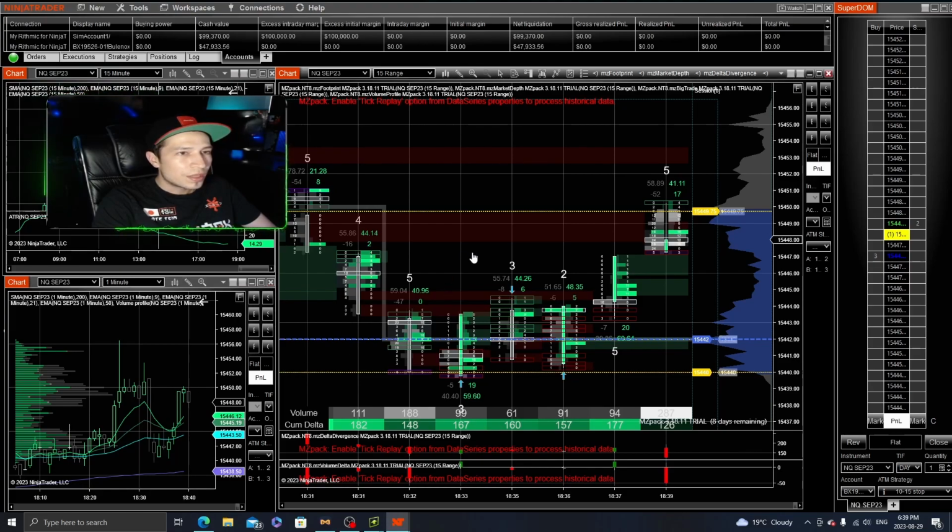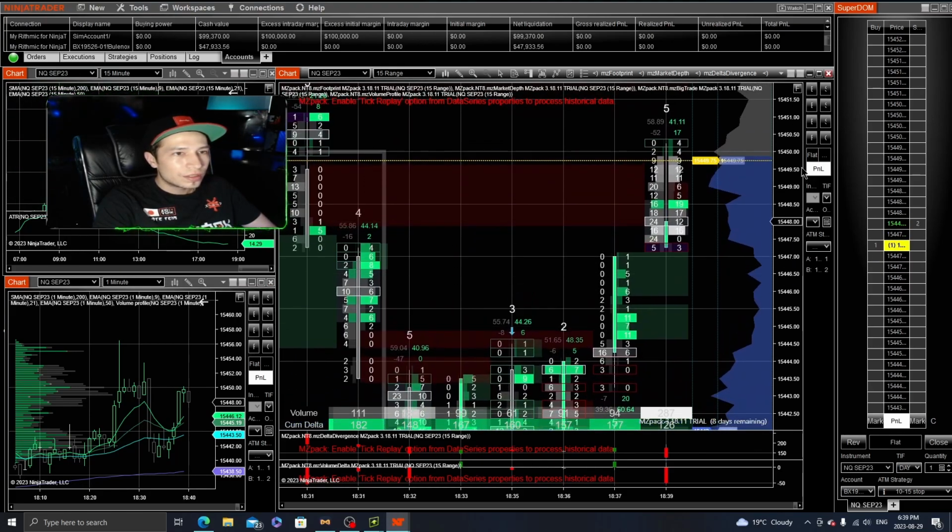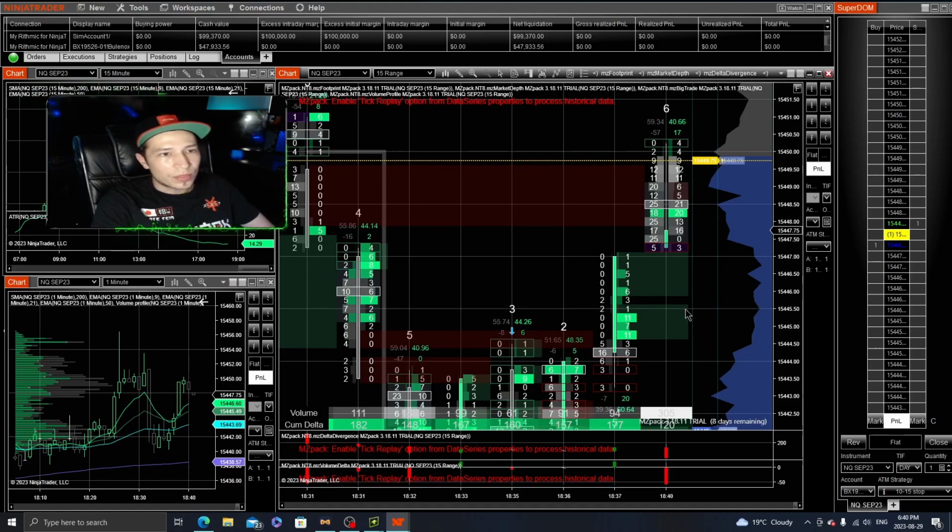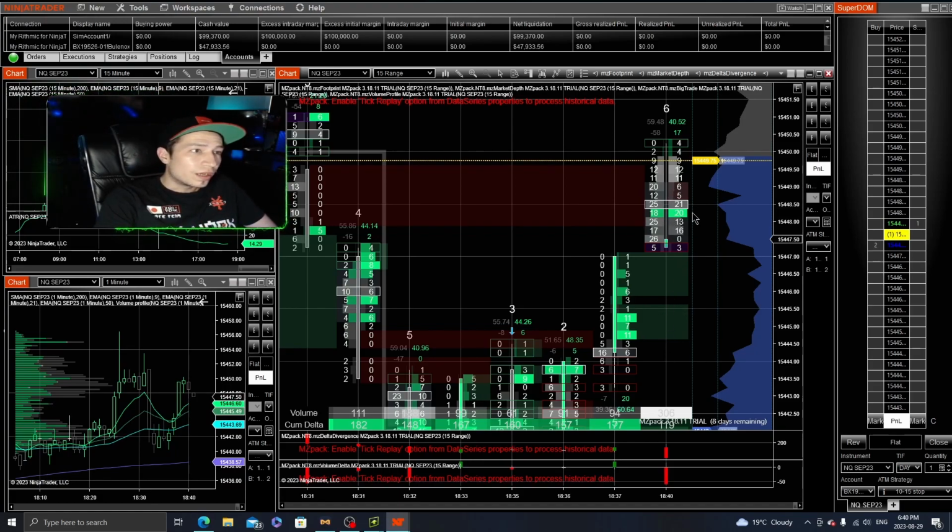So you can see this on the footprint. You can see these support and resistance zones that are being marked by buy and sell imbalances on the footprint chart. Okay, so right here we're in a level of resistance, and price is having a really hard time breaking through this level. You can see all the volume being traded, but they just can't break through it, right?